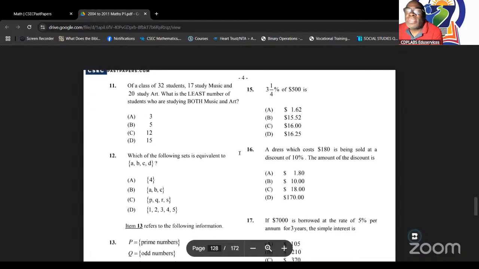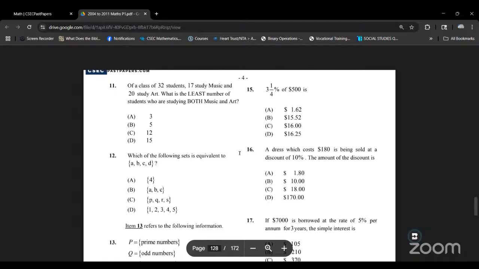What's the answer for question? Read question number 11 now, quickly. Of a class of 23 students, 17 study music and 20 study arts. What is the least number of students who are studying both music and art? So would you draw a Venn diagram? Yeah, you could do that. That's good. Draw a Venn diagram.